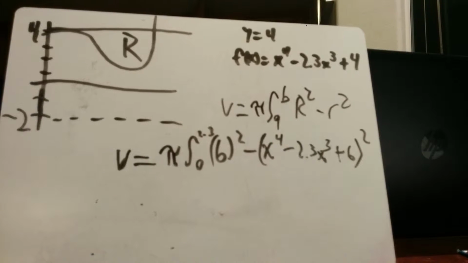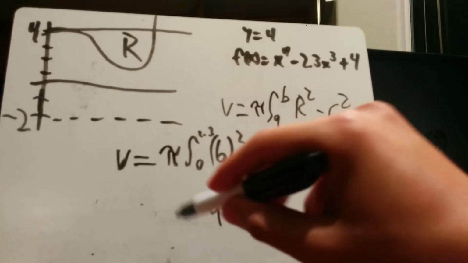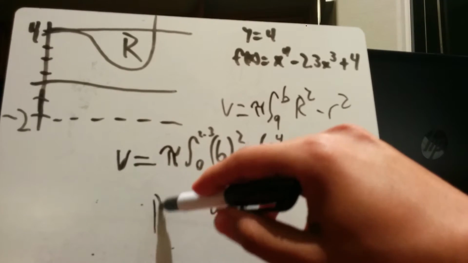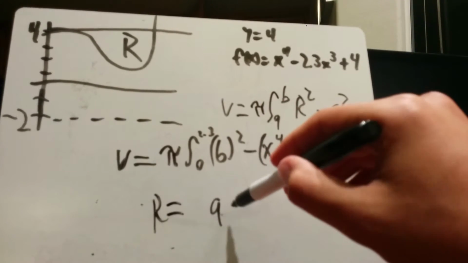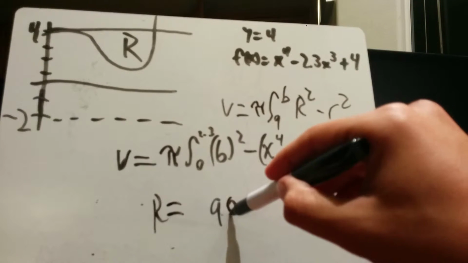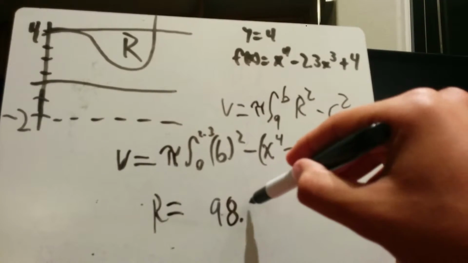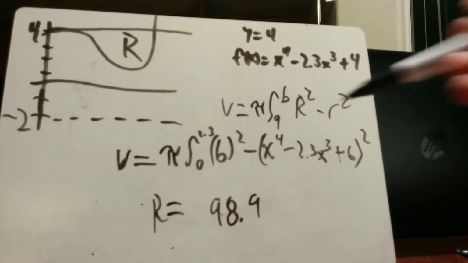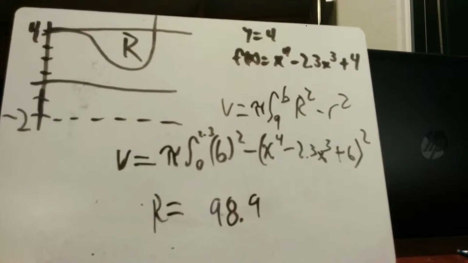Okay, so now we plugged it into our calculator, and we turned out to get the volume of R is equal to 98.9, approximately. And that's the way you do problem A for number 2.